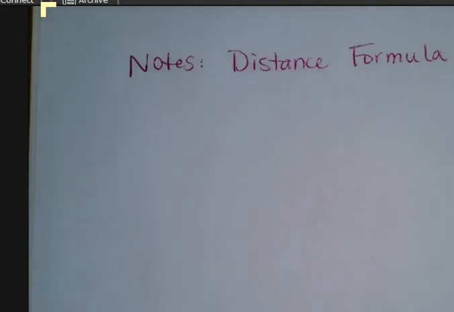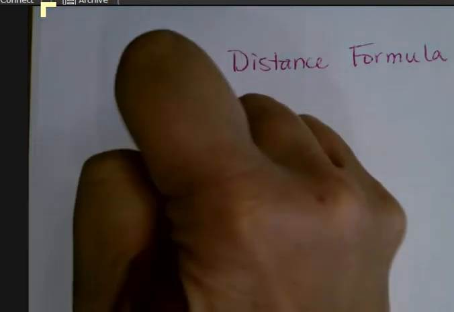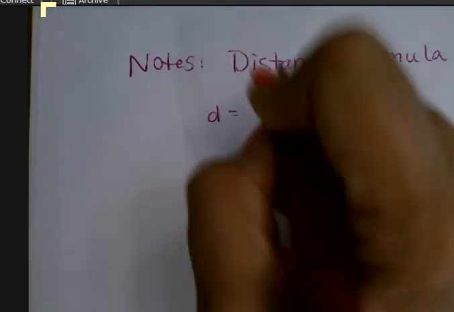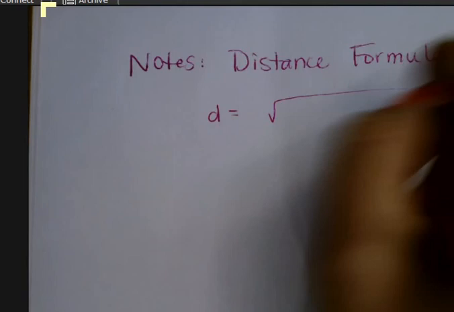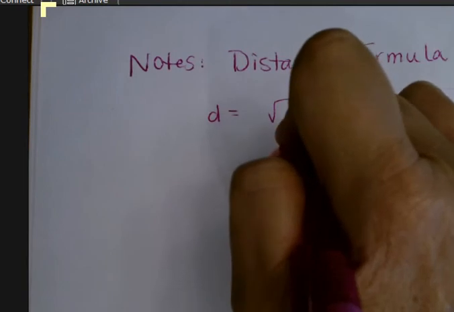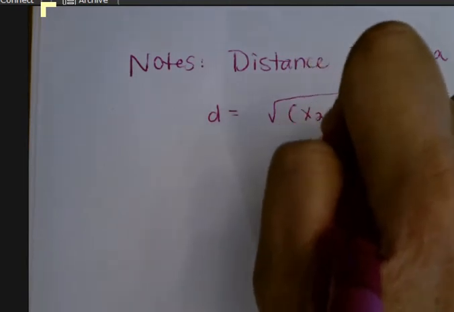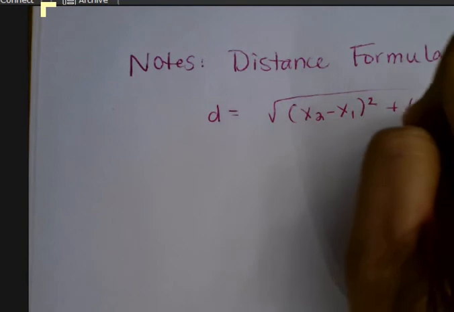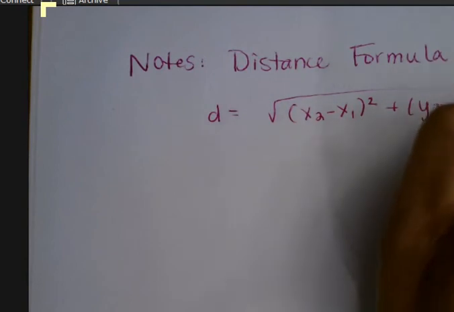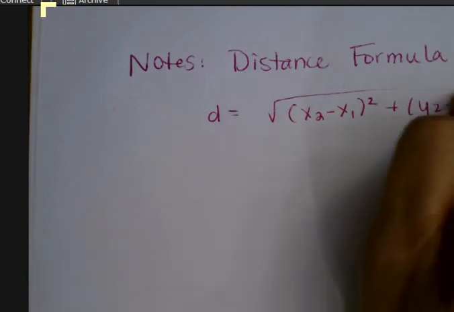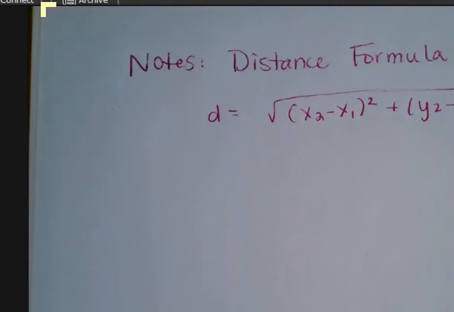The distance formula says my distance equals the square root of x2 minus x1 squared plus y2 minus y1 squared. And again, it's all under this radical because we're taking the square root of this formula. Now, we will use this formula all year long. So we're going to find the distance of points all year long.